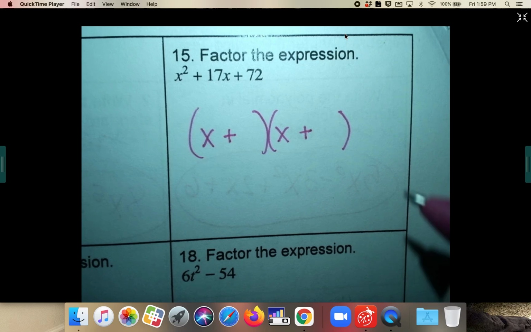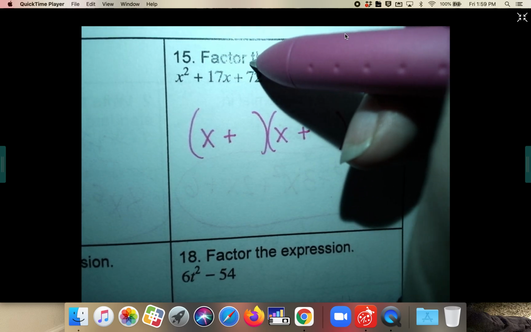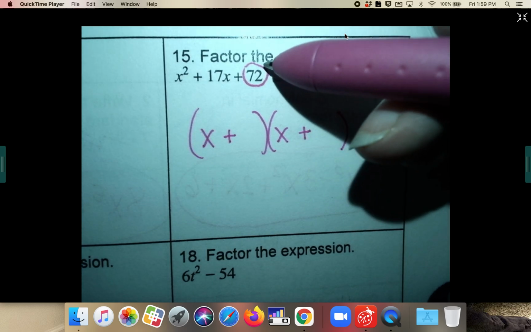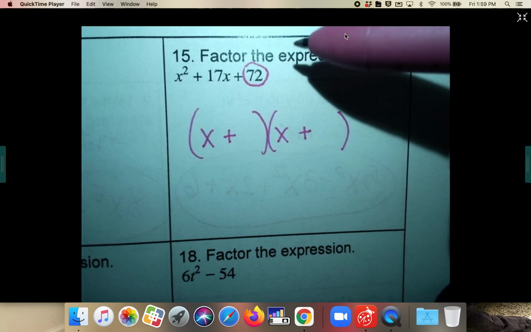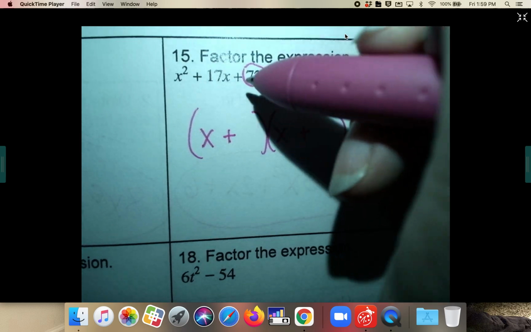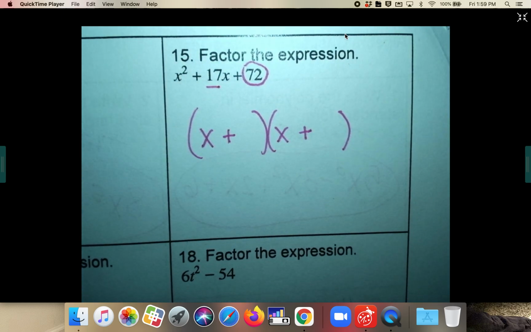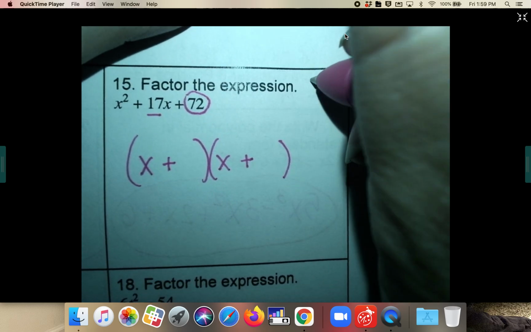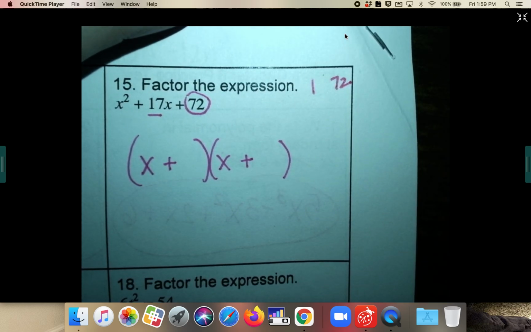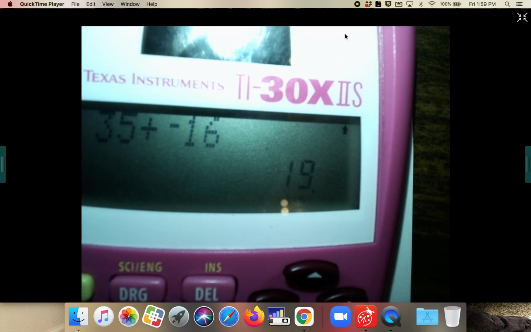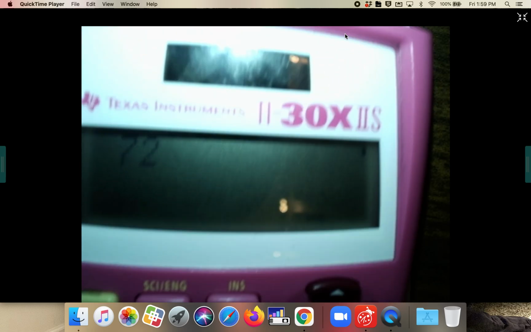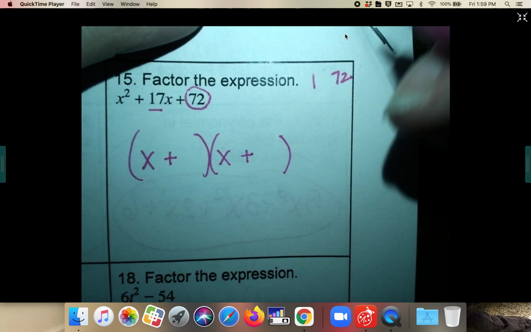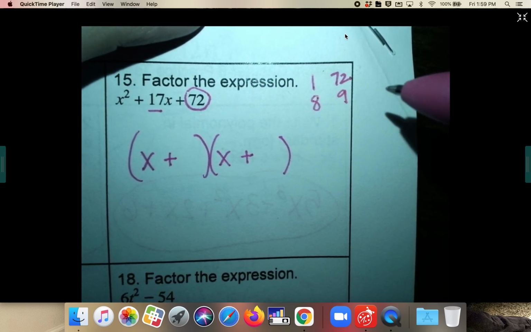Now, we need to come up with what 2 numbers you multiply to get 72, and you can add to get 17. So what are the factors of 72? Factors of 72, I'm just going to list them off to the side. 1 and 72. I don't know what 72 divides by. Does it divide by 8? 8 and 9. Actually, let's stop right there.